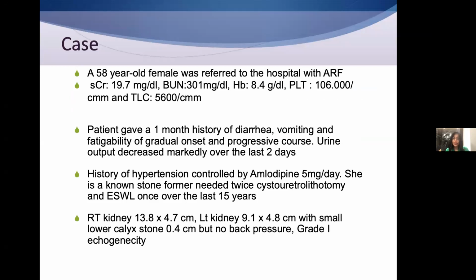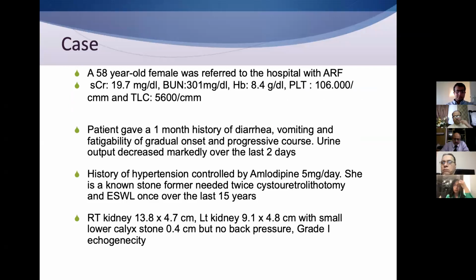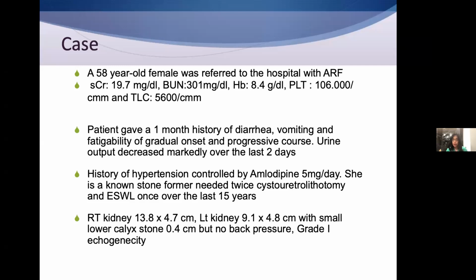This is a 58-year-old female who was referred to the hospital with acute renal failure. Her serum creatinine was 19.7, hemoglobin 8.4, her platelets were a bit low, 106, and TLC was 5.6. The patient gave a 1-month history of diarrhea, vomiting, and fatigability of gradual onset and progressive course. Her urine output decreased markedly over the last 2 days prior to her admission. She's hypertensive and controlled on amlodipine. She's a known stone former who needed lithotomy twice, and once more over the last 15 years.